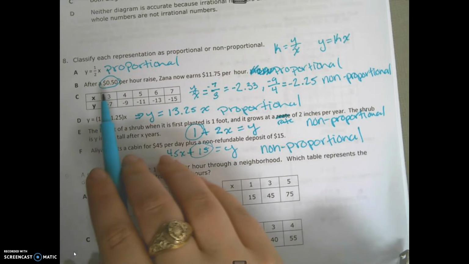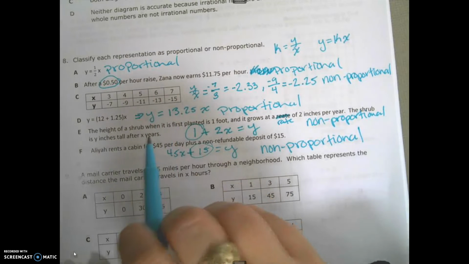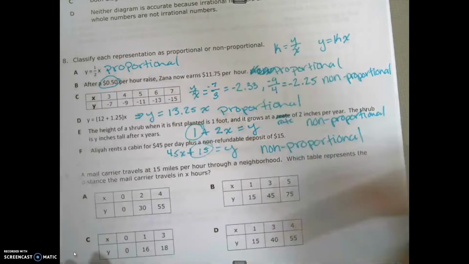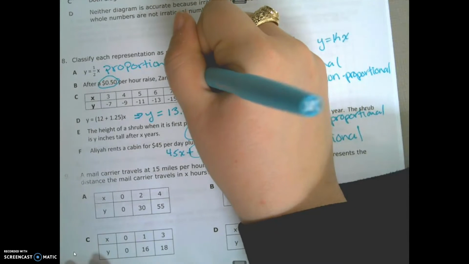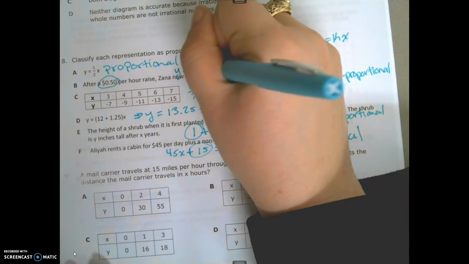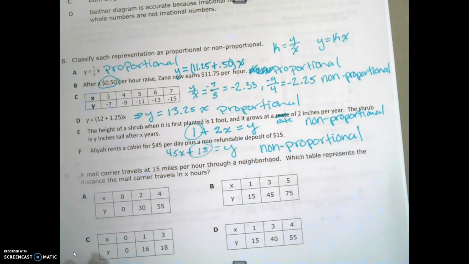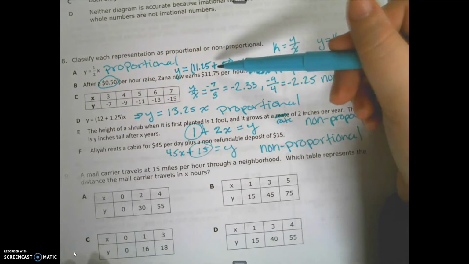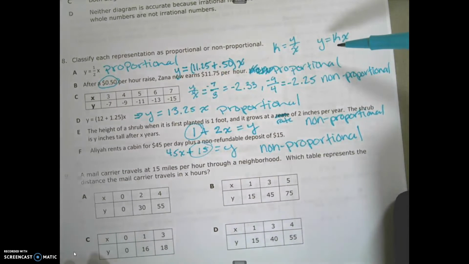B says after a 50-cent per hour raise, Xana now earns $11.75 per hour. Well, yeah, she gets a raise, but that raise is added to what she initially had. So this would be similar to y equals $11.25 plus 50 cents. That still refers to the per hour, which is still some value k times x equals y, and is therefore proportional. Proportional also means it goes to 0, 0, just as a reminder.